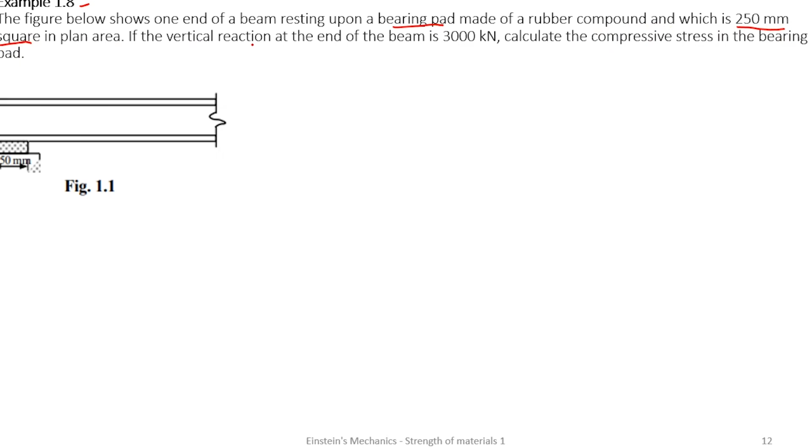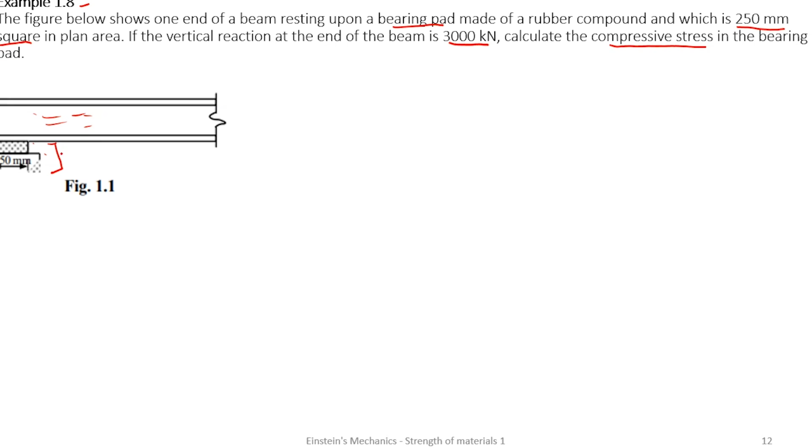If the vertical reaction at the end of the beam, wow, 3,000 kilonewton, that's huge. Calculate the compressive stress in the bearing pad. Now look at the figure. This is the beam. We have this beam resting on this bearing pad. You can see it from here. This is the bearing pad. The beam is resting on it.